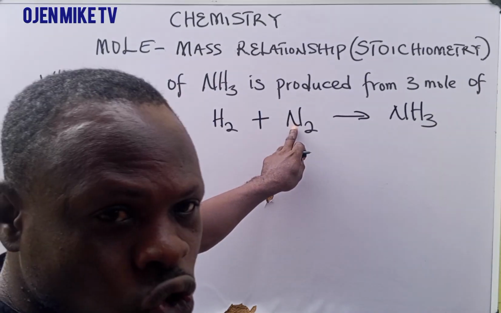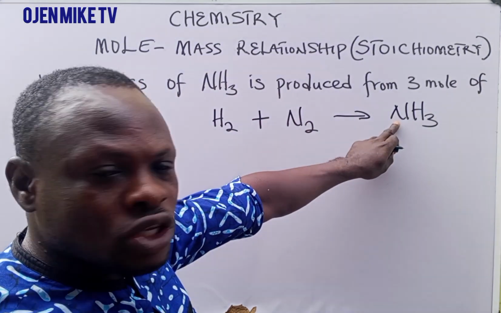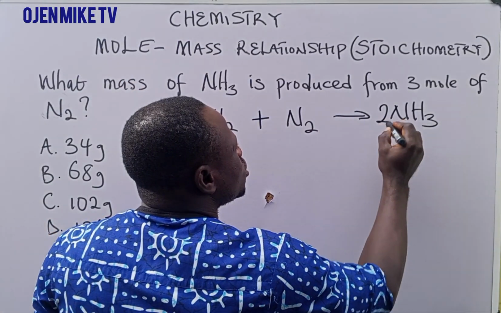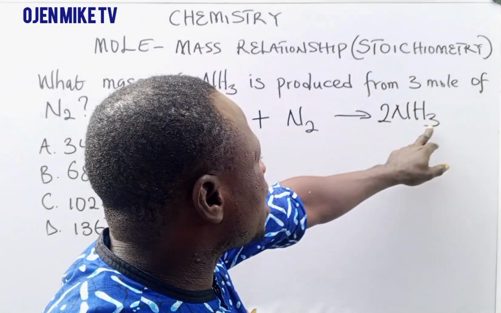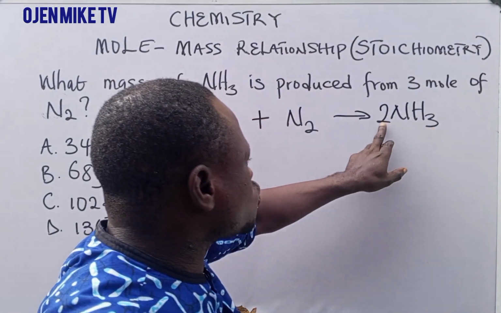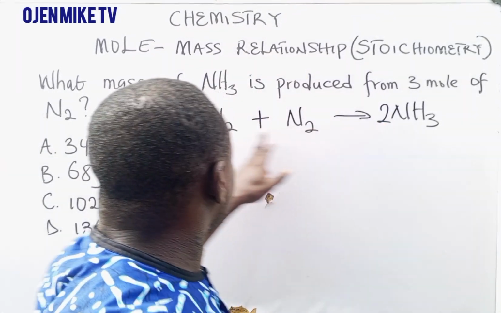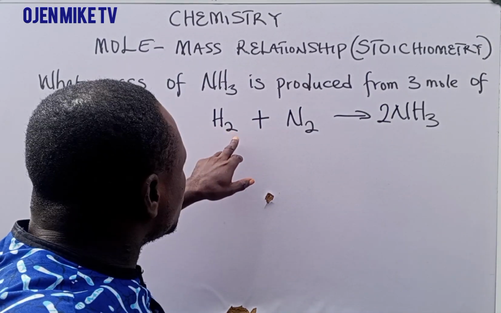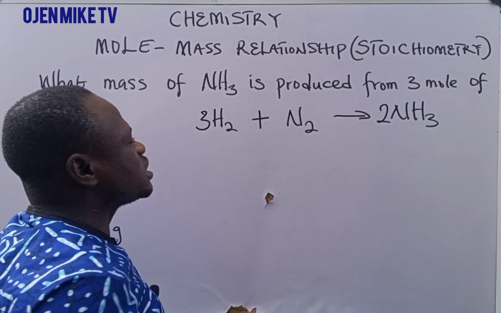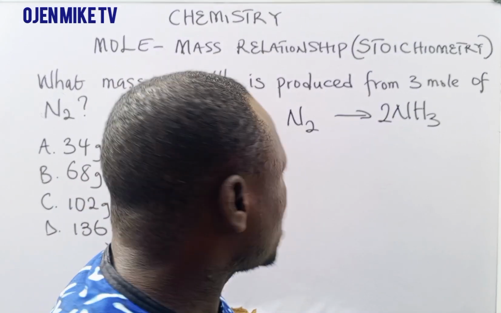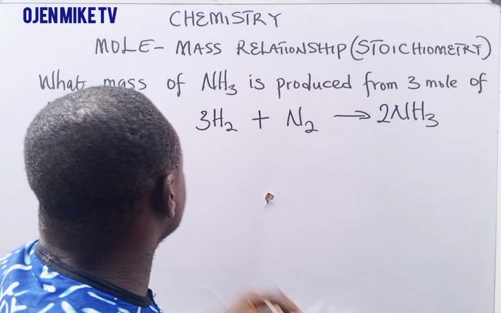Nitrogen here is 2, so you need to put 2 here. If you put 2 here, it means it has altered the hydrogen. Hydrogen now is 3 times 2, which is 6. Hydrogen here is 2, so 2 times 3 will give us this 6. This is our balanced equation.